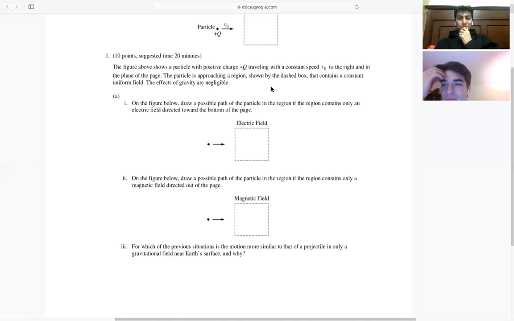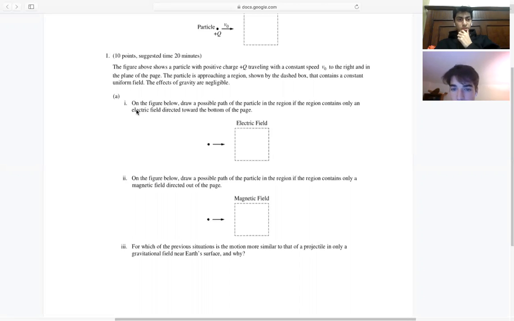Okay. So our topic was magnetics. I think we did this question in class before, so I'm just going to get right into it. This is 2019's number one, A and B. It's to do with magnetic and electric fields. The figure above shows a particle with positive charge plus Q traveling with a constant speed v initial to the right and in the plane of the page. The particle is approaching a region shown by the dashed box that contains a constant uniform field. The effects of gravity are negligible.